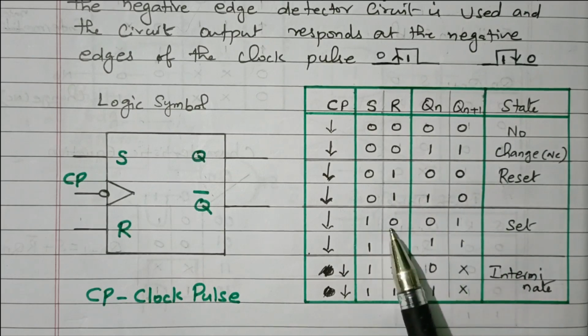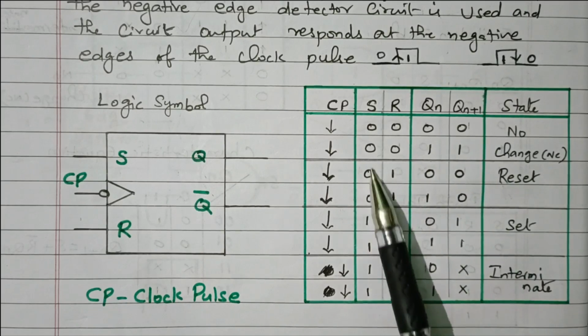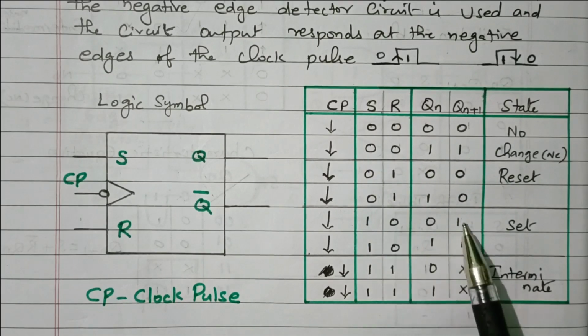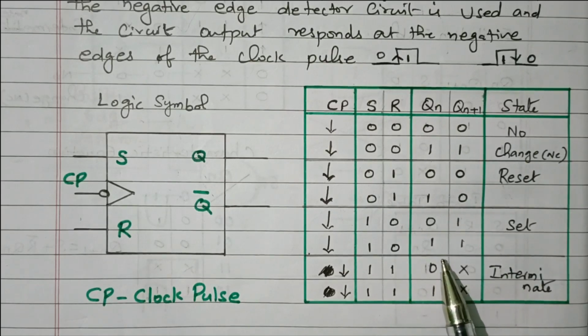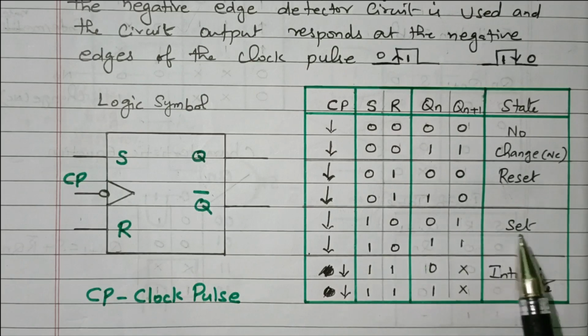Then the third combination, 1, 0. S is 1, which is nothing but set. Set means 1. The output will be set as 1. Reset means 0, set means 1. If 0, it will change to 1. If 1, the same thing will be retained. So 1, 0 means set. The output is set as 1.